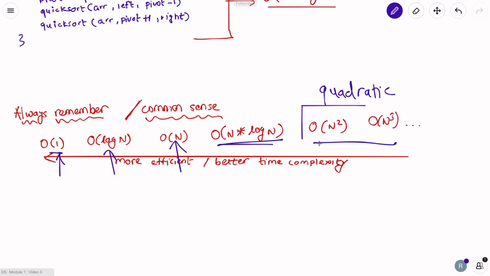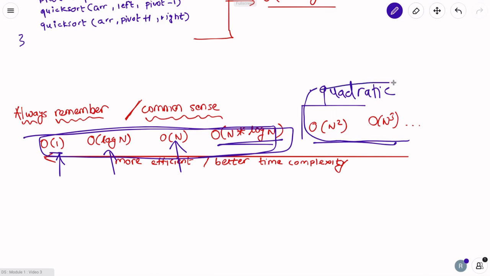So as a programmer, you should always try to write a program where the time complexity will be somewhere over here, in this range. If you are able to write a program which has the time complexity in terms of asymptotic notation in this range, then it is a good program. Okay, you should always desire, or you should always keep time complexities which fall in this range.